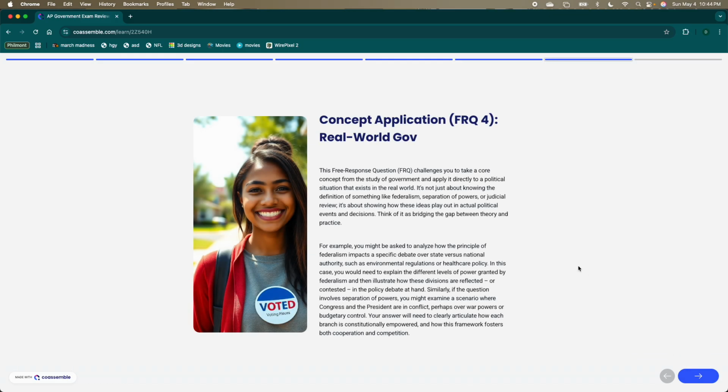And finally, the concept application. Now this one has a pretty broad range of possibilities as for what might be thrown at you. However, an example could be that you might be asked to analyze how the principle of federalism impacts a specific debate over state versus national authority. In this case, you would need to explain the different levels of power granted by federalism and then illustrate how these divisions are reflected or contested in the policy debate at hand. So this is really what you need to build your bank of knowledge in your head for, this concept application FRQ. You want to be able to draw on all your knowledge, everything that you've learned throughout the year, to answer this question.